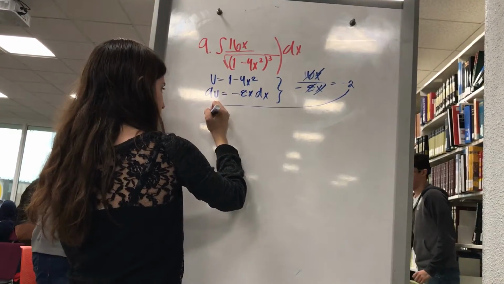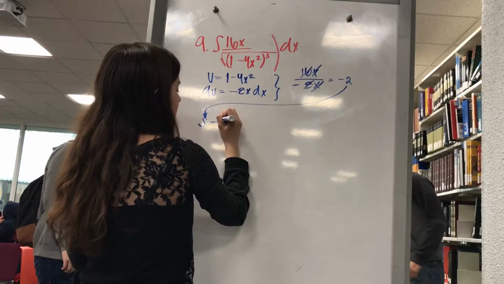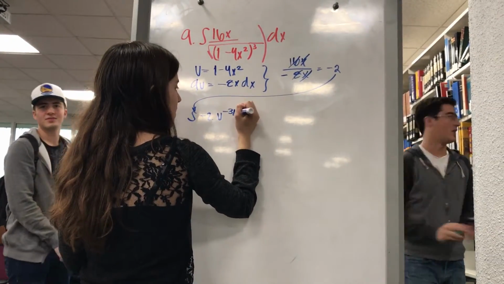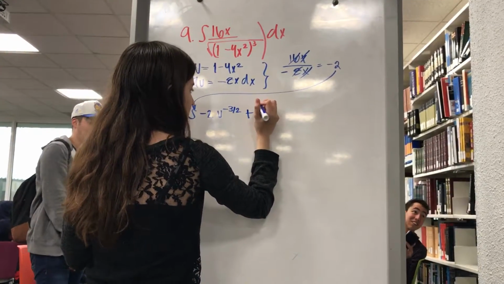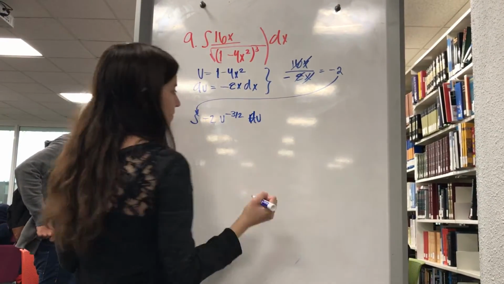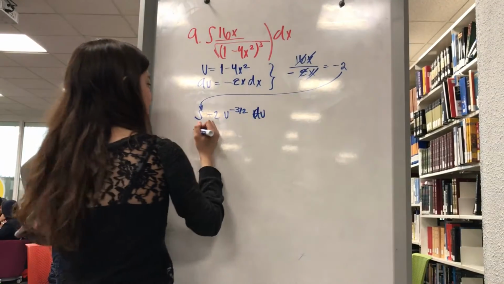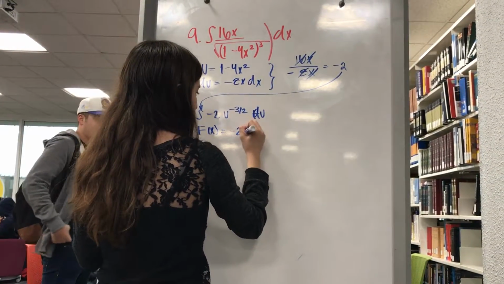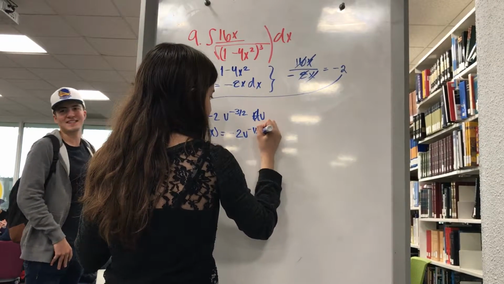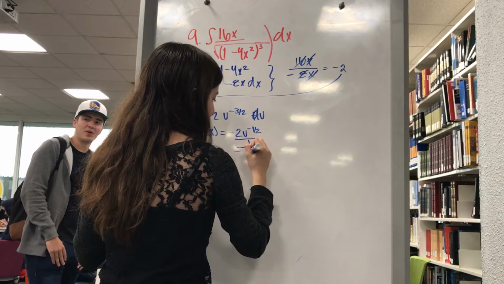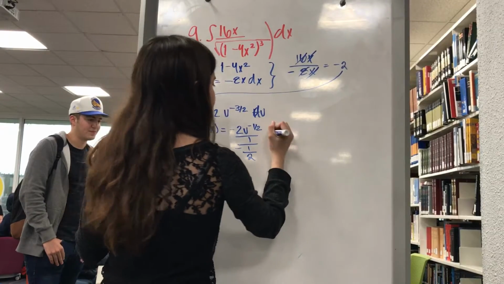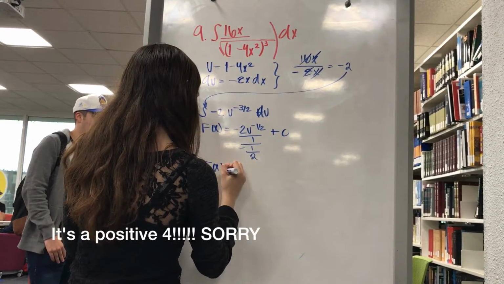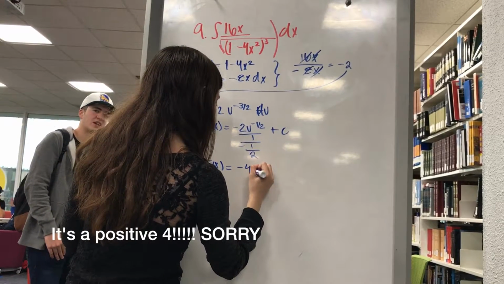After that, we place the negative 2, which is our greatest common factor, and we multiply that times u to the negative 3/2, and that by du. Now we apply the power rule, in which we add 1 to the exponent and divide by the same exponent, in this case negative 1/2. We divide negative 2 by negative 1/2, which leaves us with a positive 4, and we add a c.